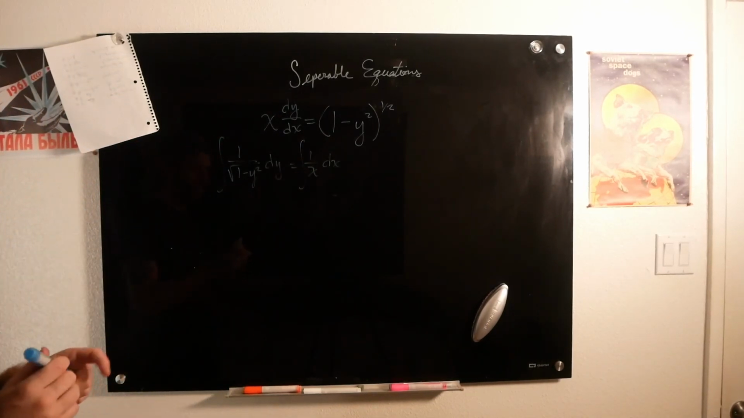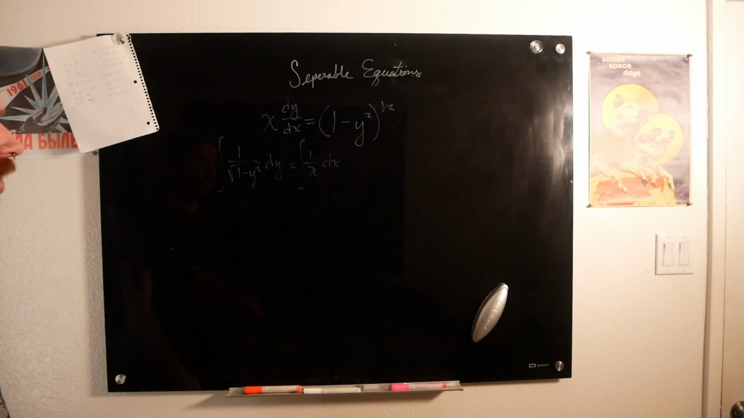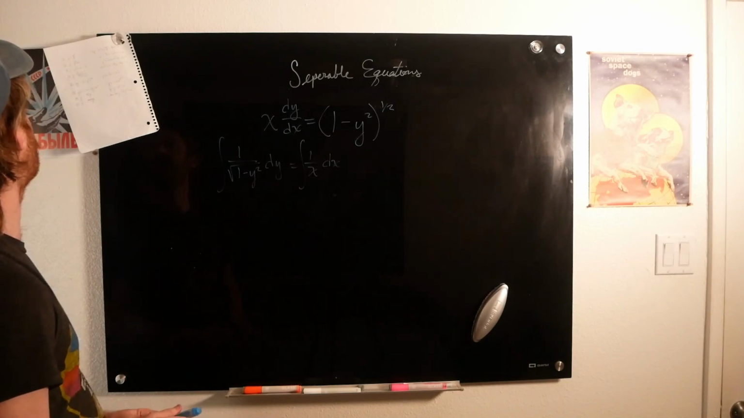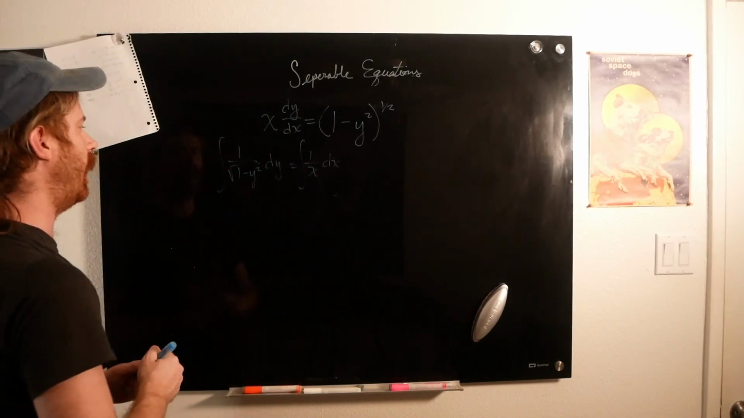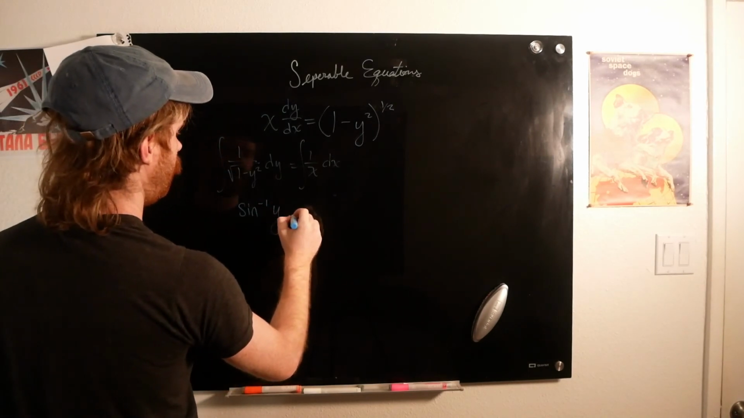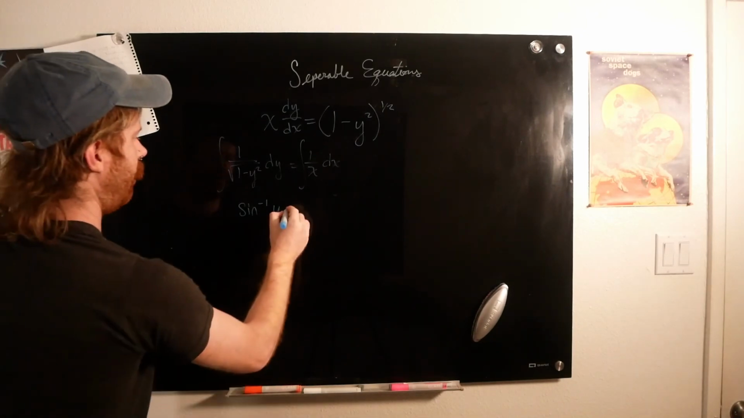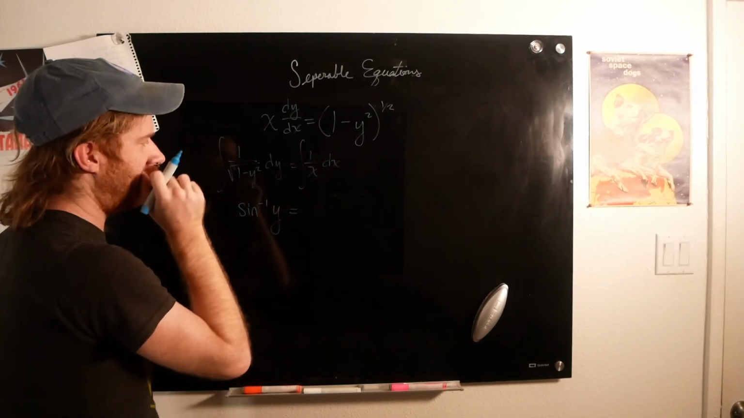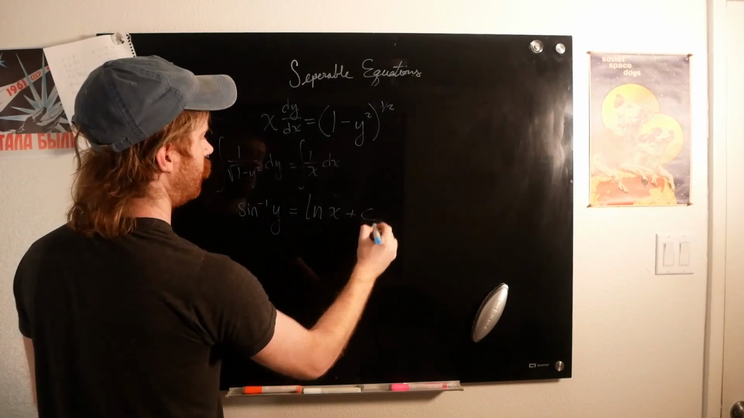Now this, you should remember from calculus 2. It's an inverse trig identity, and I believe it is inverse sine. Is that right? Yeah. So it would be inverse sine of y. So sine inverse y is going to be this integral right here, and we have this equal to the integral of 1 over x, which is going to be the natural log of x plus c.